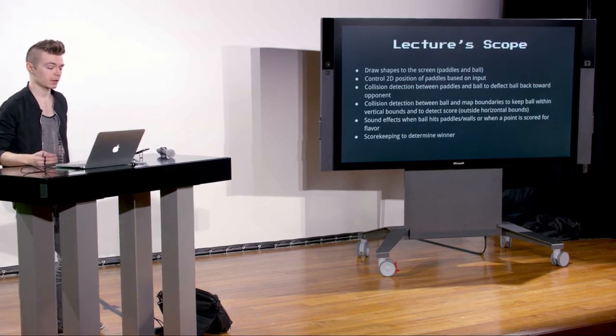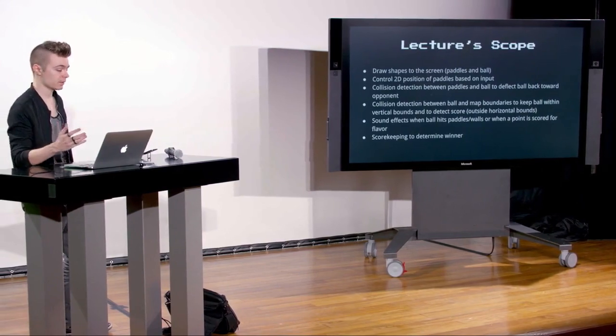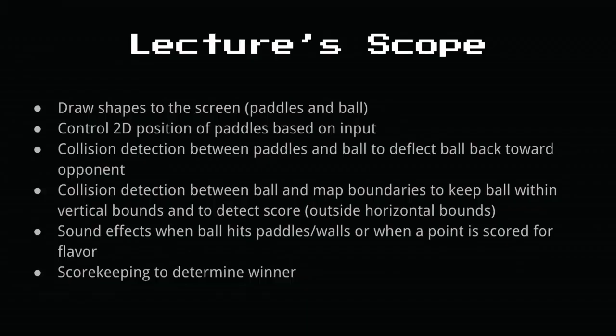And so today in our lecture, the scope is we want to first and foremost draw shapes to the screen because that's how we get our ball and paddles rendering, and those are just simply rectangles. We want to control the 2D position of these paddles because we want them to move up and down, and we want the ball to also move. We want to detect collision between the paddles and the ball because that's how we get the ball to deflect off the paddles and to deflect off the ceiling and the floor, and also how we detect whether it's gone beyond the edges of the screen such that one player scores a point.